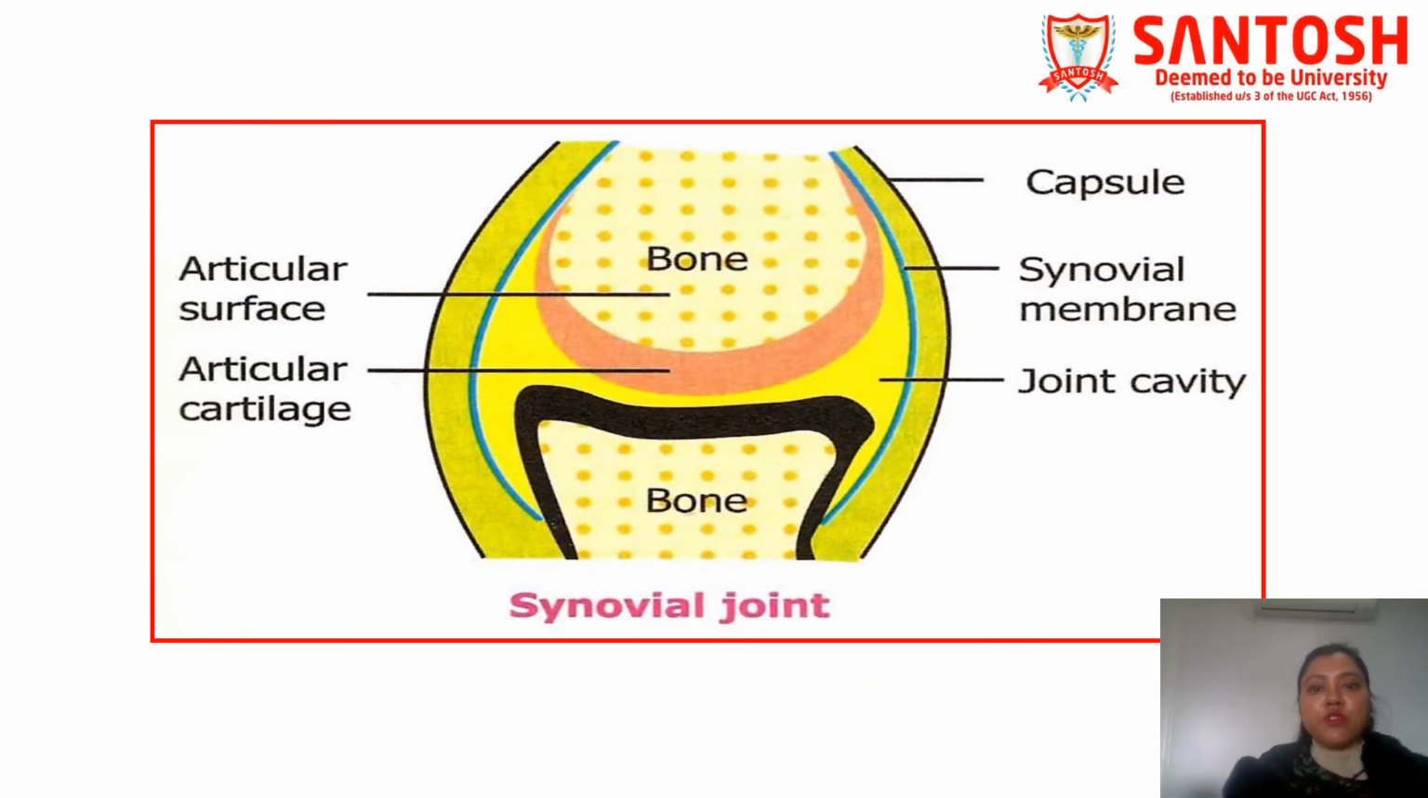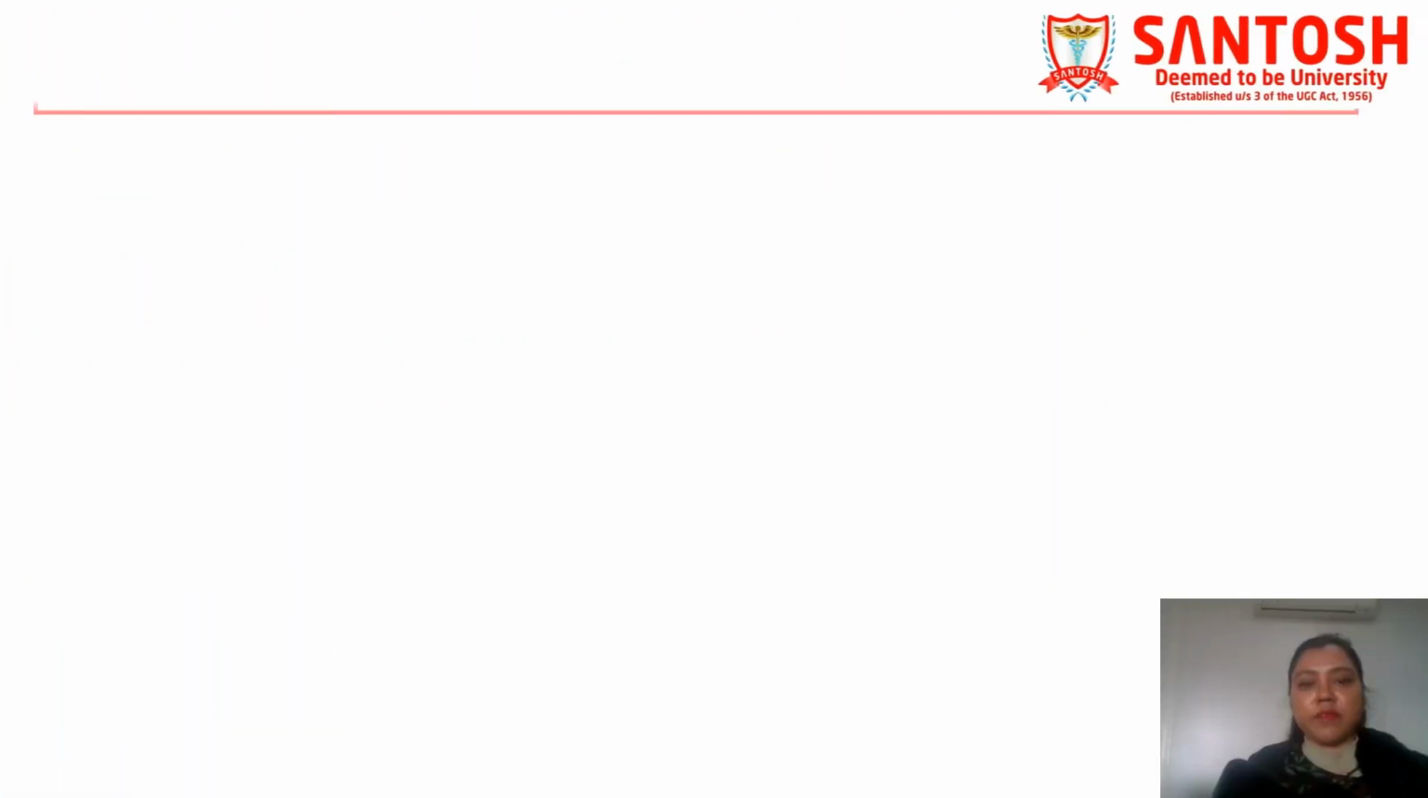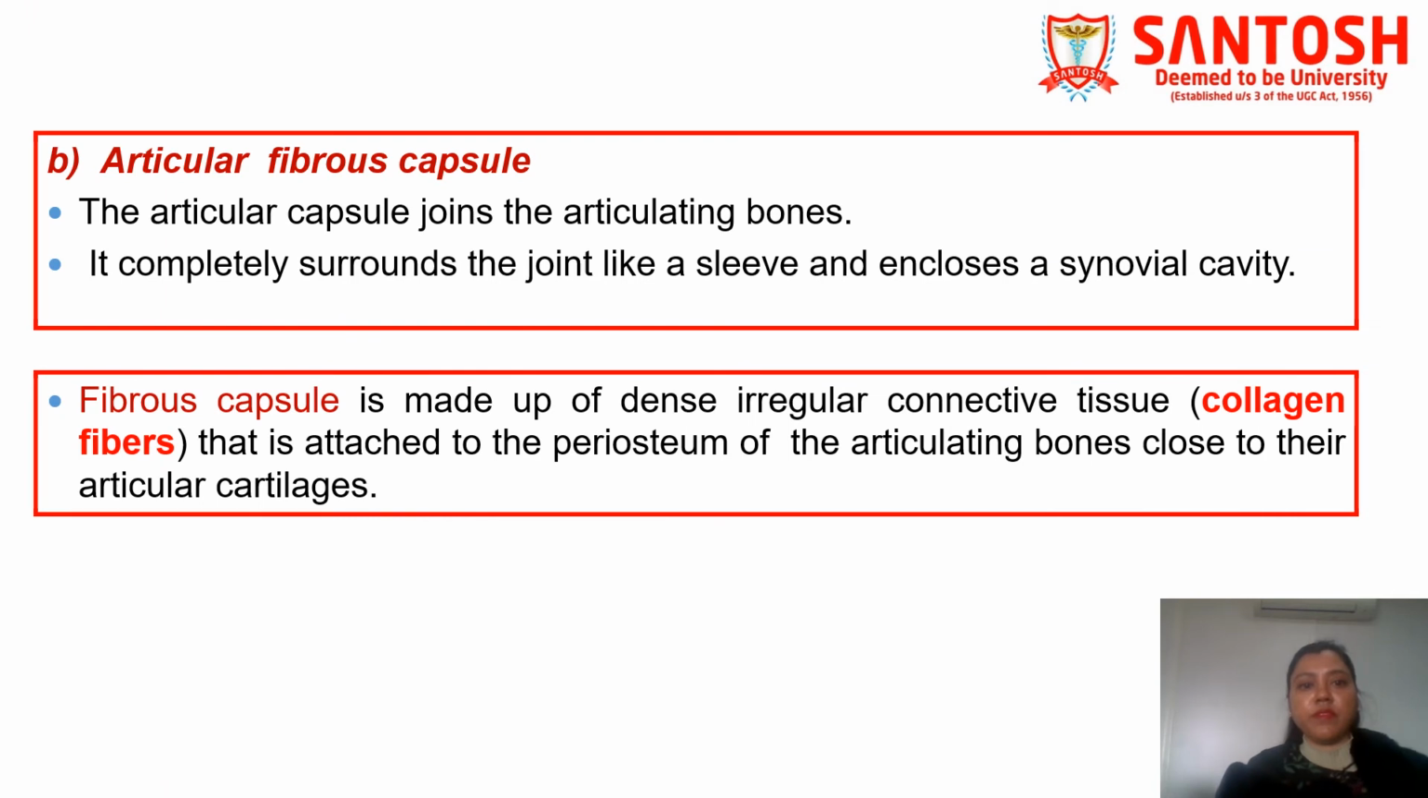So these are the two bony ends covered with articular cartilage, and this is the joint cavity covered by the synovial membrane and the capsule. The articular capsule covers the bony ends and encloses the synovial cavity. It is made up of dense irregular connective tissue having collagen fibers attached to the periosteum of the articulating bones, close to their articular cartilage.